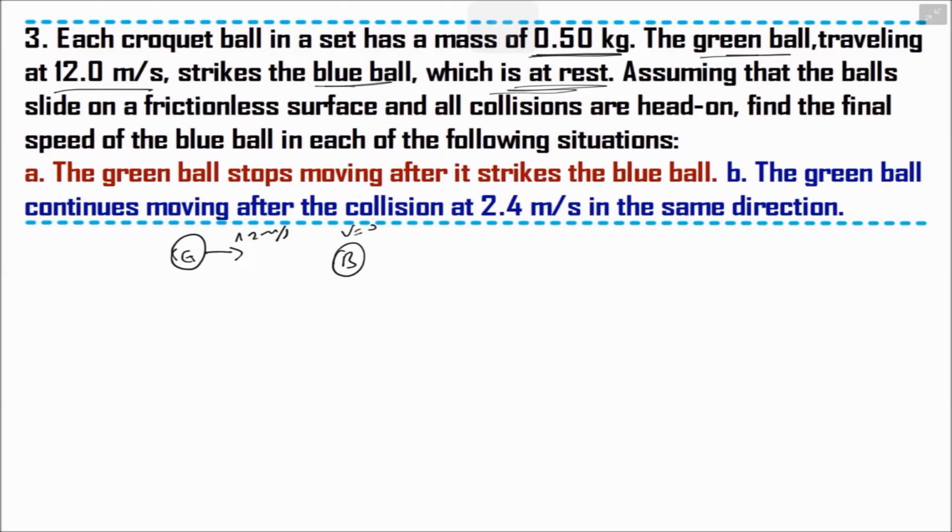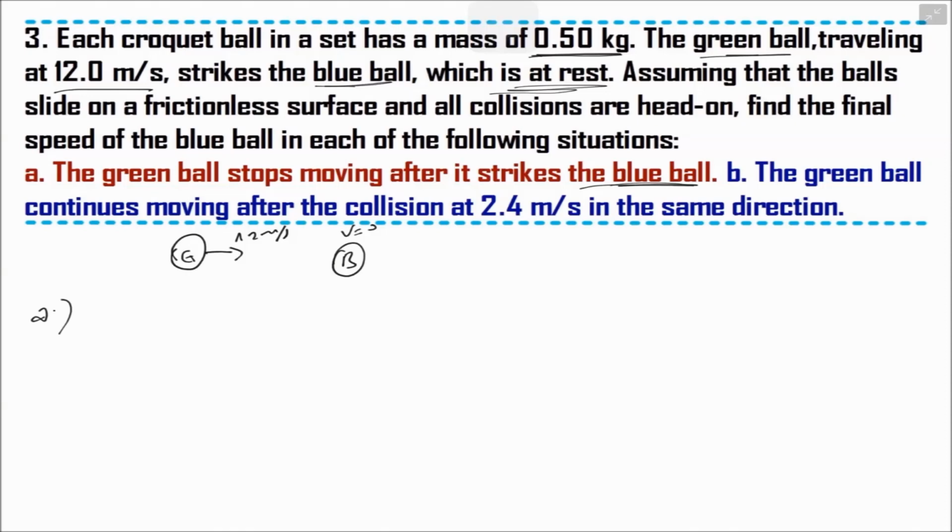That means its velocity is 0. Assume that the balls slide on a frictionless surface and the collisions are head-on. Find the final speed of the blue ball in each of the following situations. At A, it says: the green ball stops moving after it strikes the blue ball. It means at A, the final velocity of the green ball will be 0.